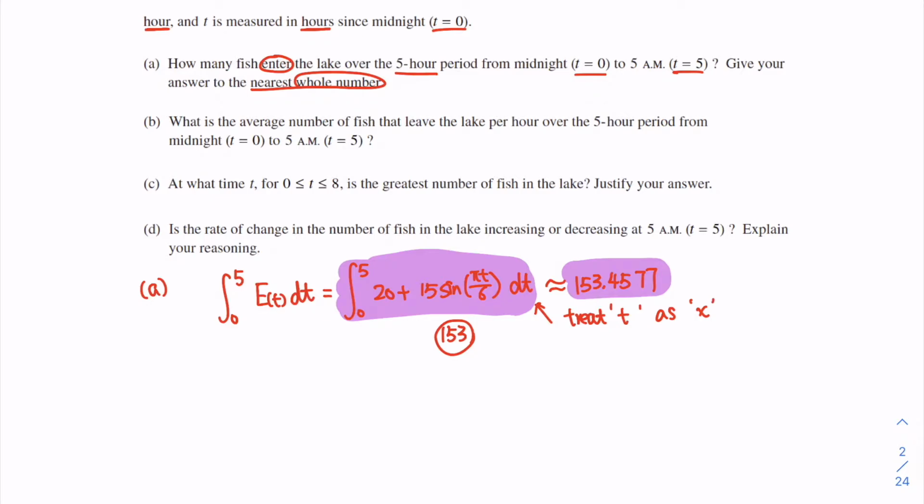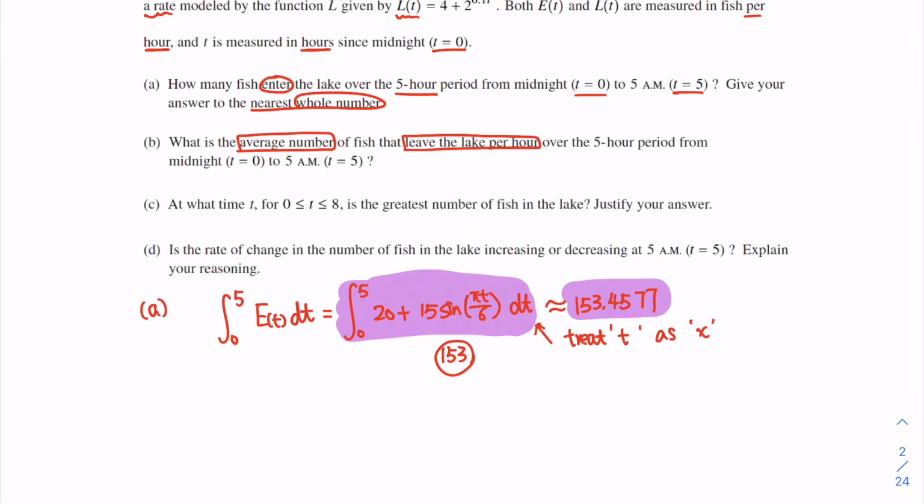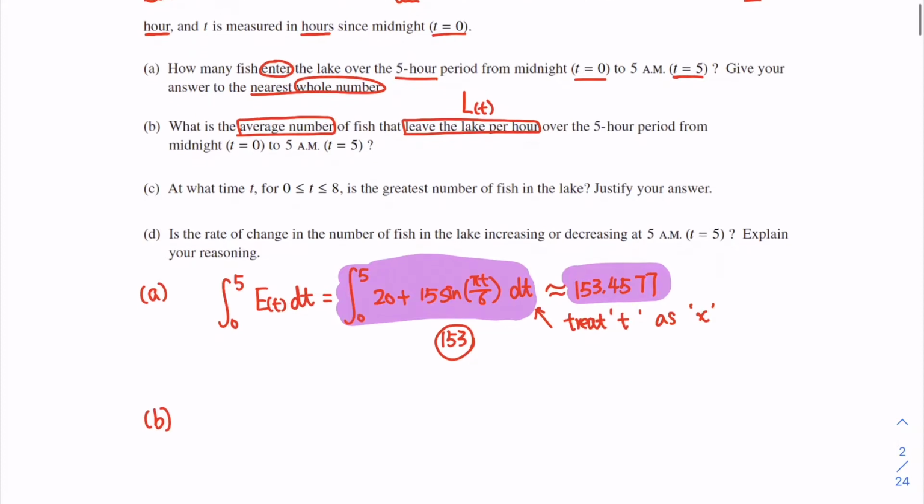For part B, what's the average number of fish that leave the lake per hour? As we know, the rate at which fish leave the lake is given by another function, over the 5-hour period from t equals 0 to 5. For part B, basically they are testing you on the average value. Let's recall the average value of any given function f of x is equal to 1 over b minus a, integration from a to b of f of x dx.